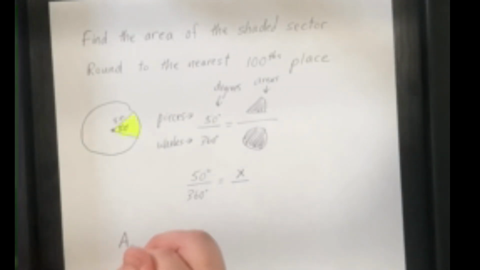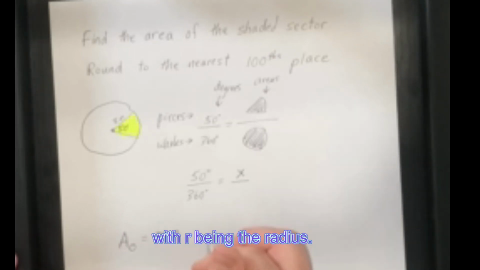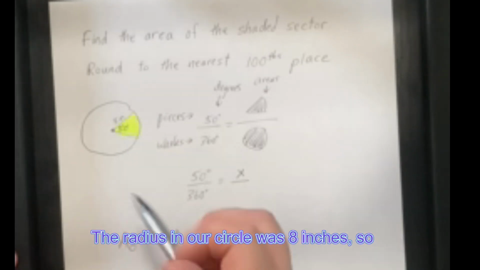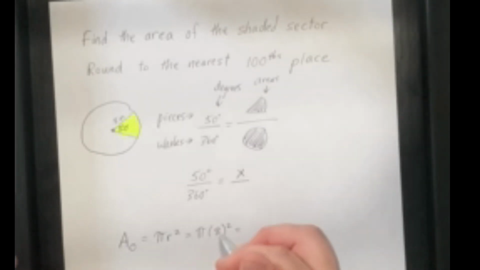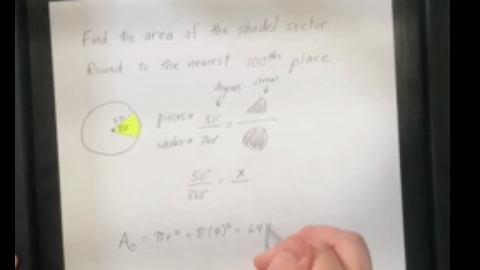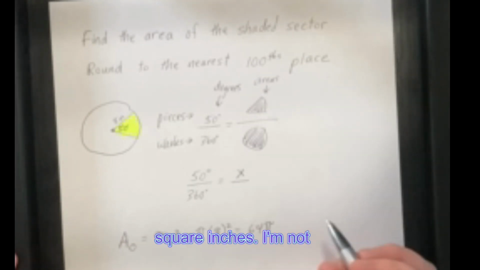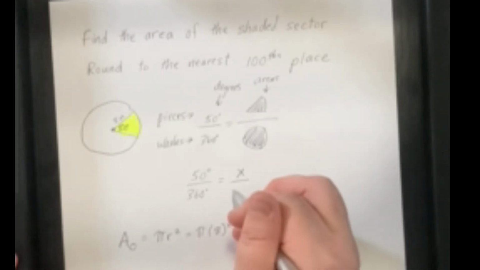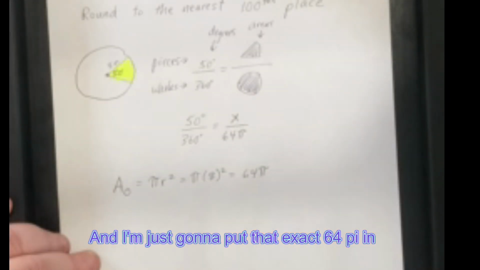If we go to our reference sheet, the area of a circle is pi r squared, with r being the radius. The radius in our circle was 8 inches, so we just plug that in. 8 squared, in our head or on our calculator, is 64, and the pi, the irrational number, always comes along. So the exact area of our circle is 64 pi square inches. I'm not going to worry about the units right now.